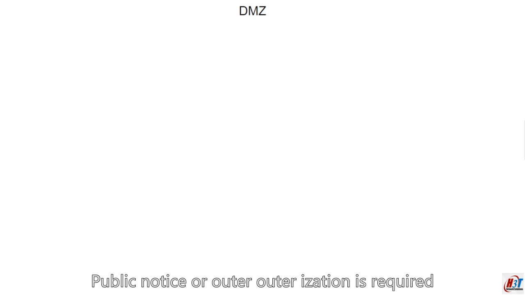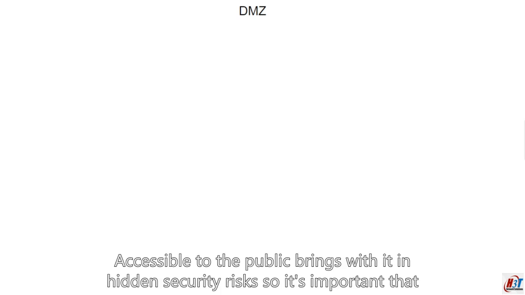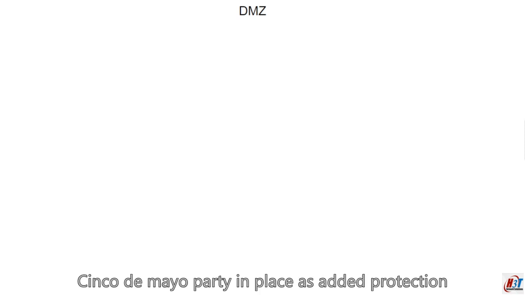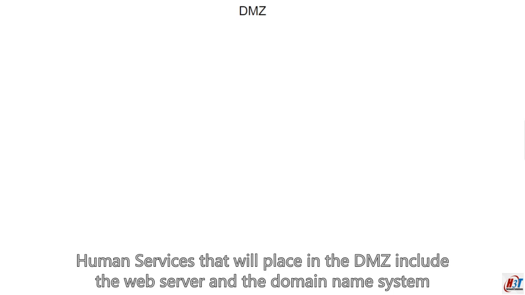Obviously, making anything accessible to the public brings with it inherent security risks. So it's important that only services that are deemed public facing and necessary are placed there, and that suitable security mechanisms are put in place as added protection. Common services that are placed in the DMZ include the web server and the domain name system, DNS, server.